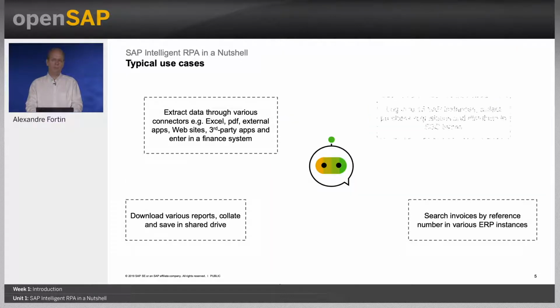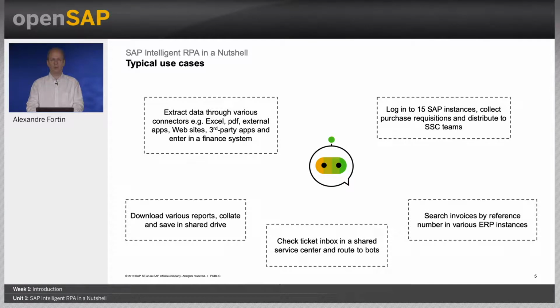Here are some use cases covered by intelligent robotic process automation. For instance, extract data from different connectors and put into a finance system, looking for invoices number in countless ERP instances, log into a significant number of SAP ECC instances, collect purchase requisitions, and distribute them to shared services. Intelligent RPA is all about making tasks more efficient. For example, in case of activity peaks, it can reduce errors due to the delay for people in charge of entering a lot of information in a short time frame.